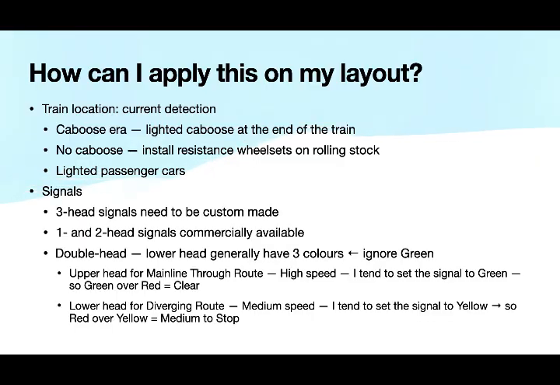Signals. 3 head signals need to be custom made. 1 and 2 head signals are commercially available. Double head signals, well, the lower head generally has 3 colors. I tend to ignore the green. Upper head is used for the main line through route, high speed. Lower head for diverging route, medium speed. And by the way here, if something goes wrong with the signal and it's dark, then that's an absolute stop. Call the dispatcher.